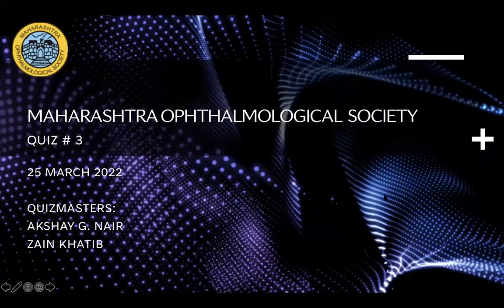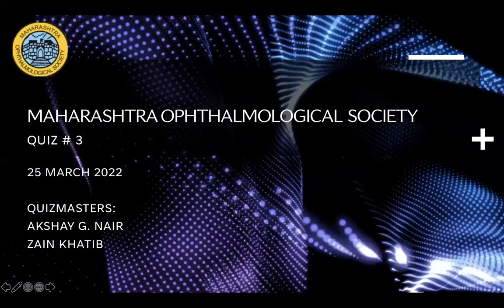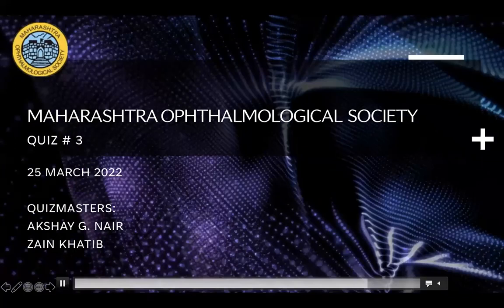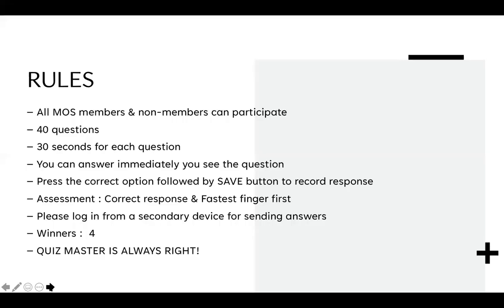So I'm quickly going to jump over to some of the rules that we know. This quiz is open to all MOS members and non-members. The quiz itself has 40 questions. Once you see the slide with the question and I finish reading the question, a 30-second timer countdown will begin. At the end of 30 seconds, no more responses will be recorded from your device.